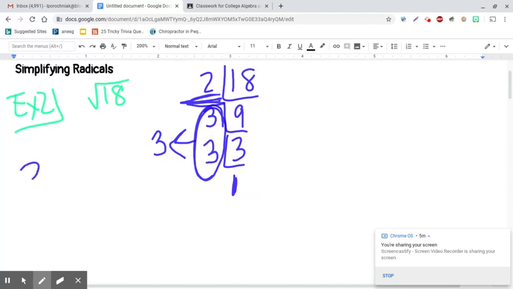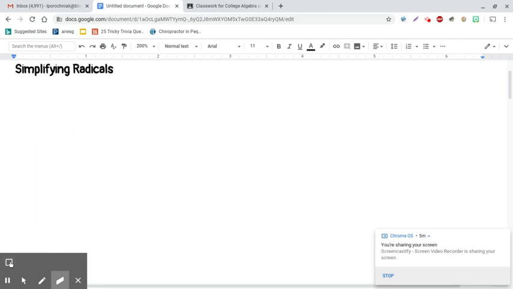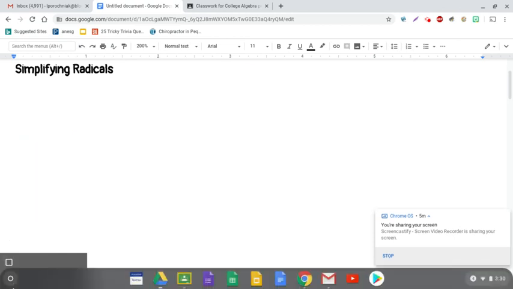So our answer is 3, because that's what we took out. Radical 2, because that's what stayed in. Bam, done. That's example 2. All right, pause it if you need to, copy this down, but I'm about to erase it. Boom. All right, example 3.